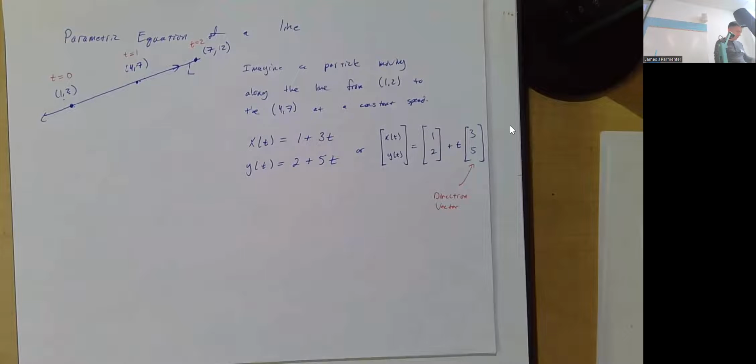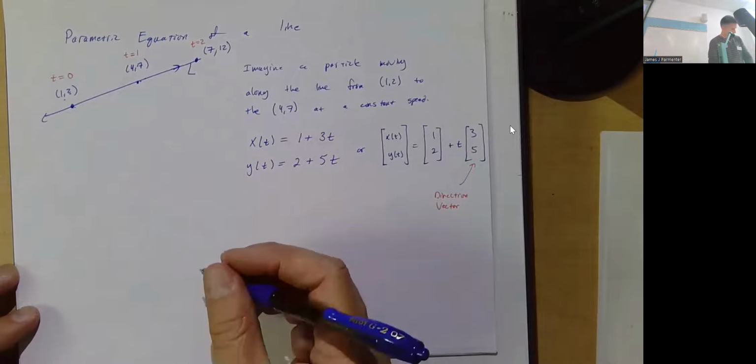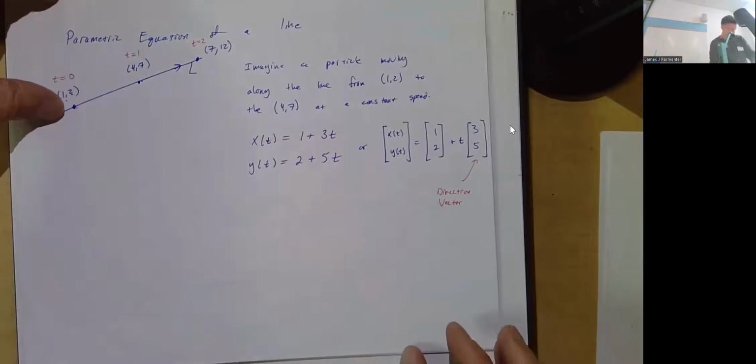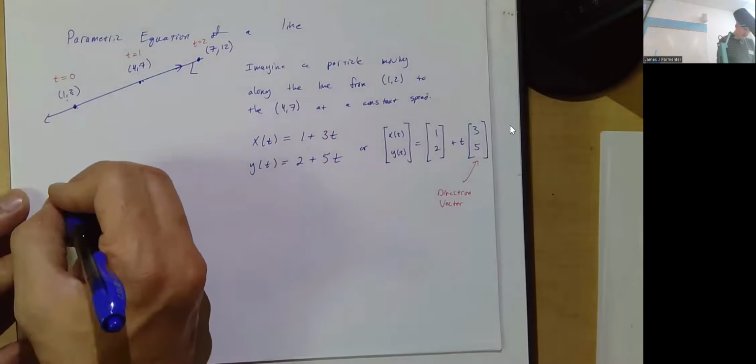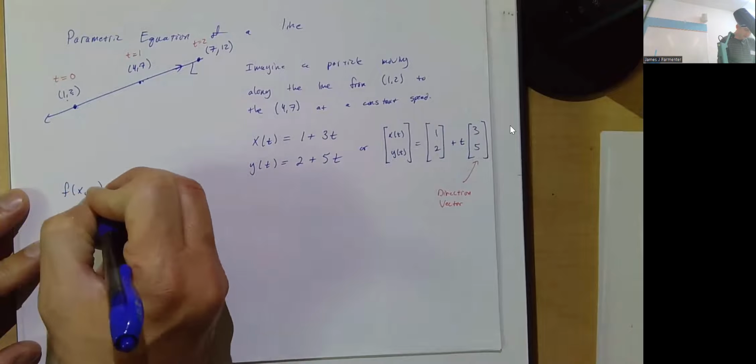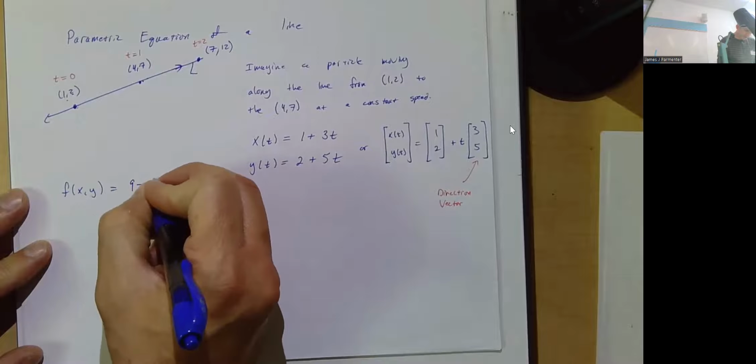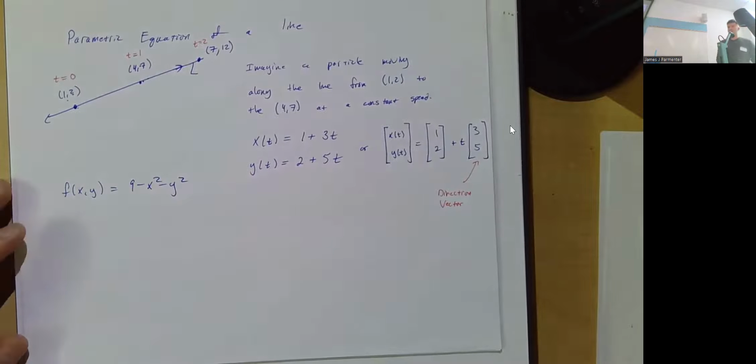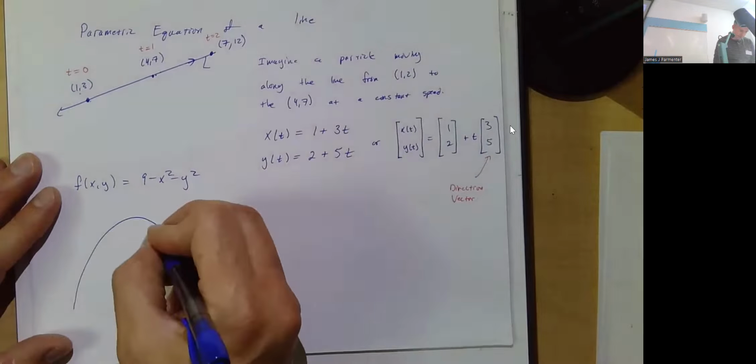So hold on, I promise it's good. We're going to get there. It's going to be neat. So let's look at the following thing. Let's look at this surface. I think I've mentioned the surface before. f(x, y) equals 9 minus x squared minus y squared. It's a downward opening paraboloid. It looks like this.